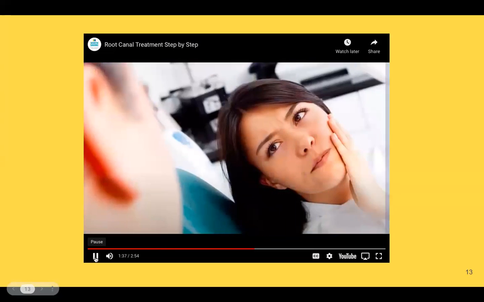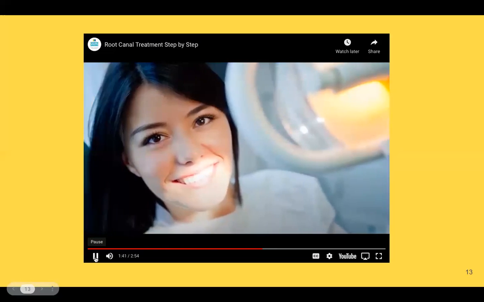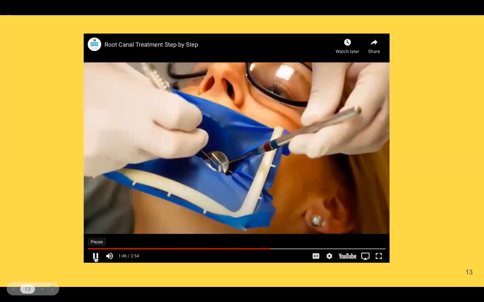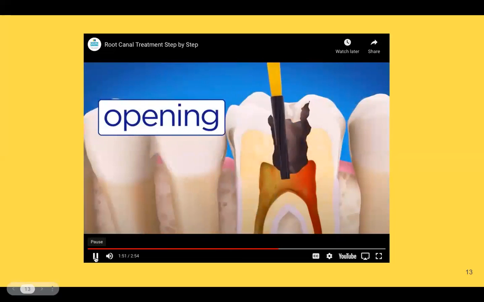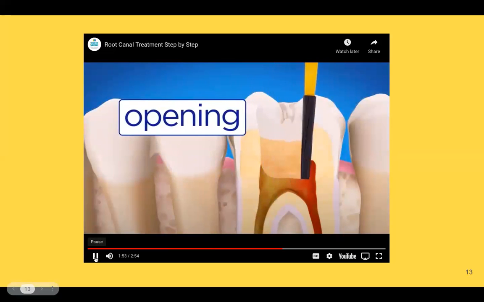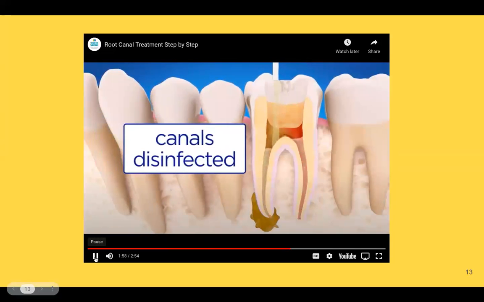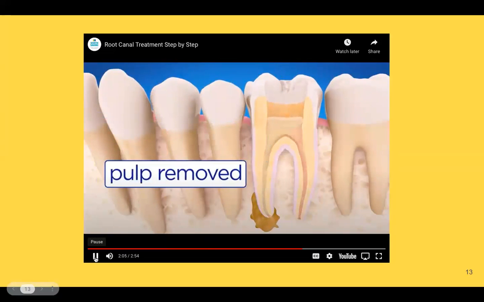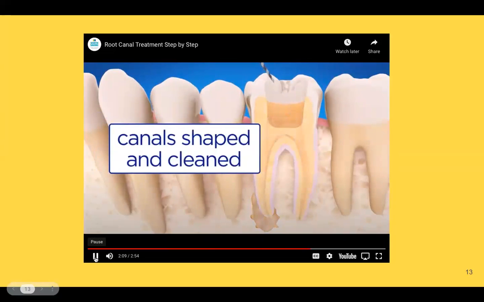Here's how root canal treatment works. First, your endodontist will numb the tooth so that you won't feel anything during the procedure. A small shield isolates the tooth, keeping it dry and clean. An opening is made through the crown of the tooth and into the pulp chamber. Fluid is put in the canals to kill any bacteria and help rinse out debris. Then, the pulp is removed. Using small instruments, the endodontist carefully cleans and shapes the canals.